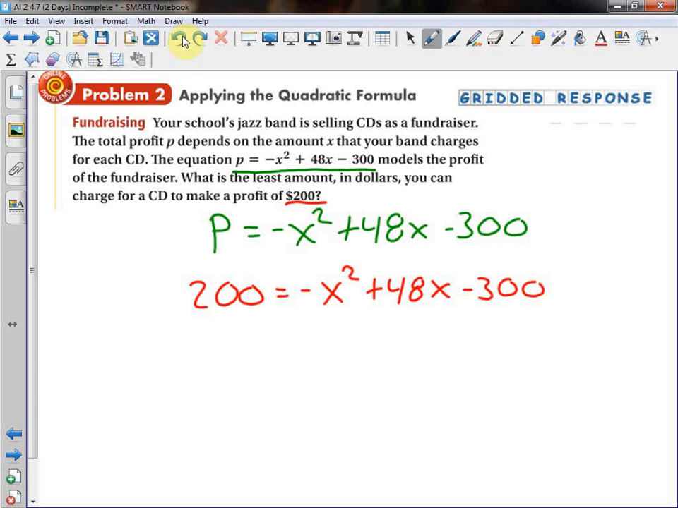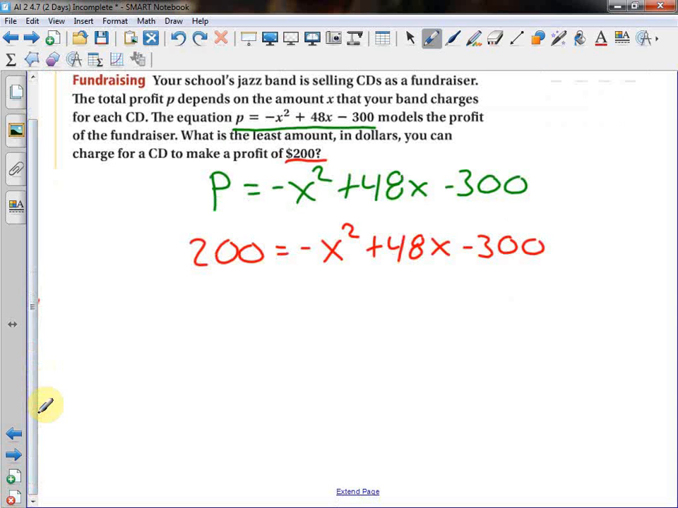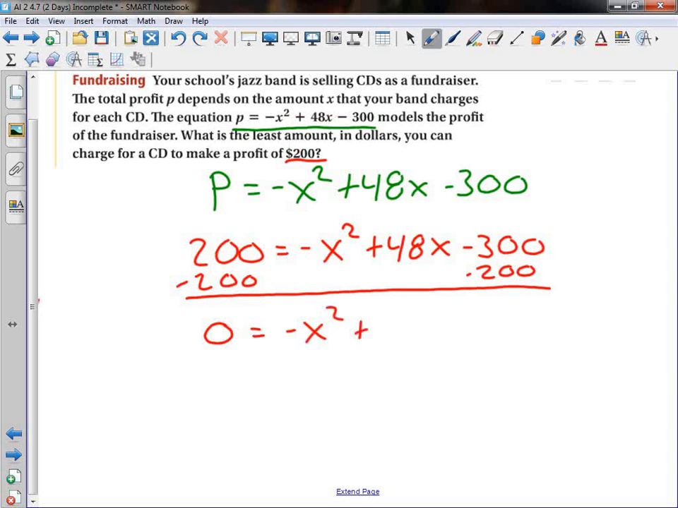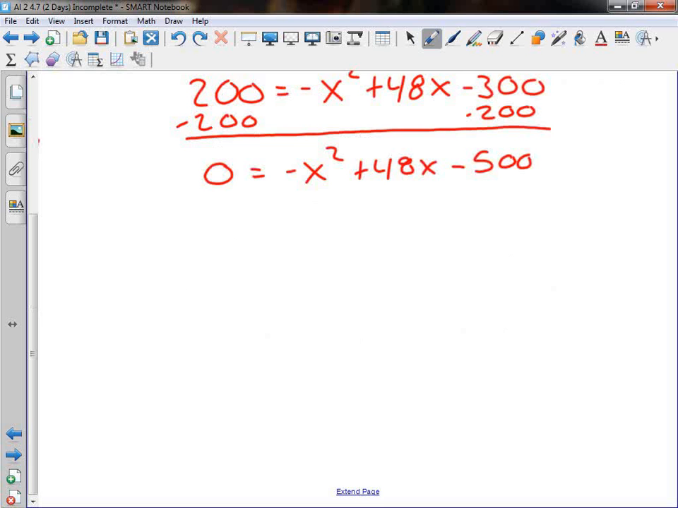We need to get it in standard form first, which means I'm going to minus 200. Minus 200 gives me 0 is equal to negative x squared plus 48x minus 500. All right, let's type in our A, B, C. A is negative 1, B is 48, C is negative 500.